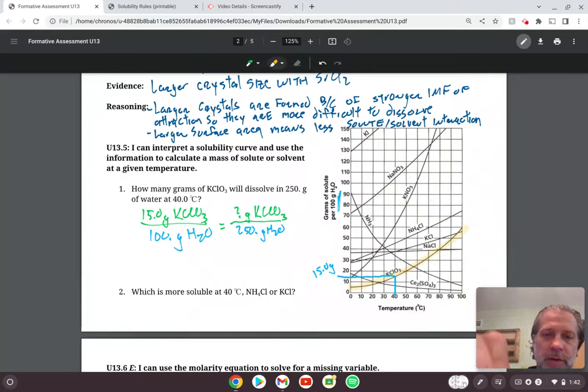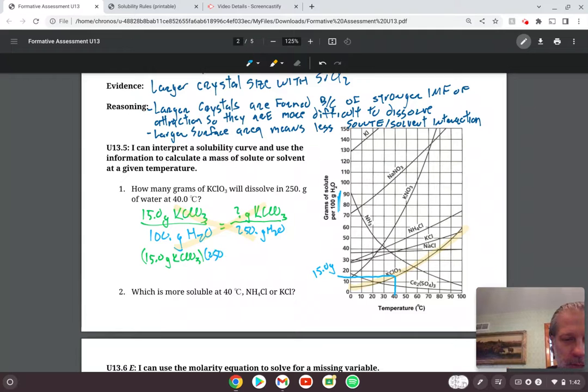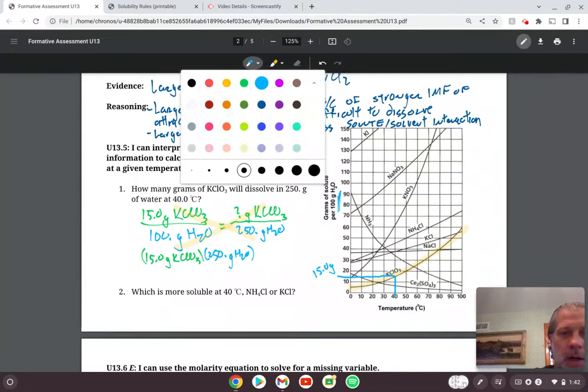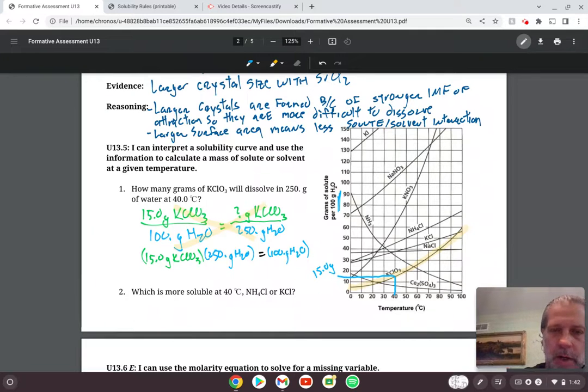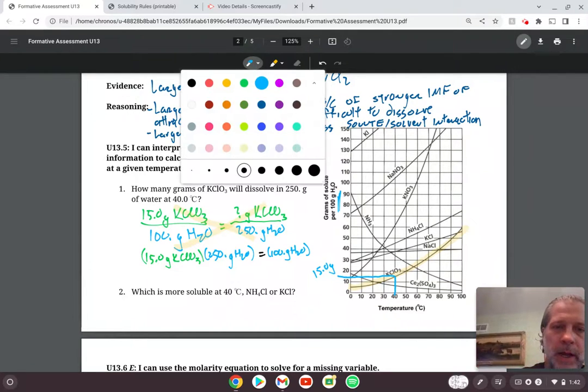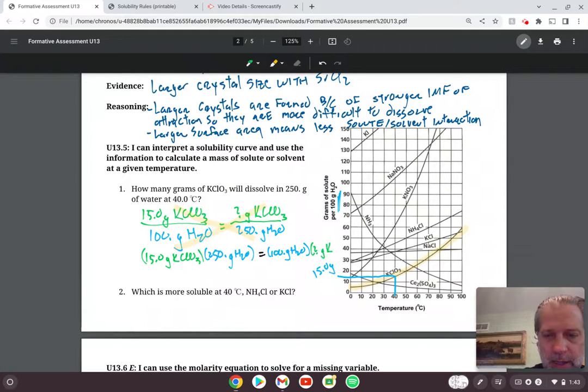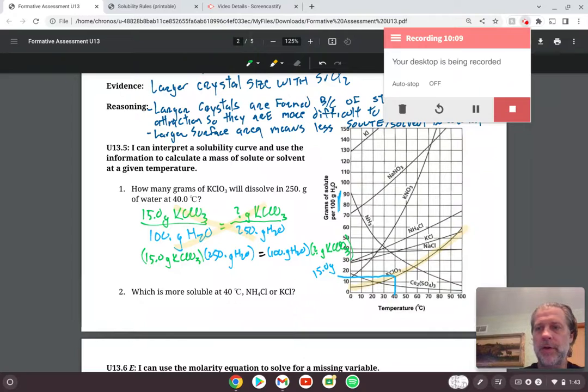So you may recall from when we did these problems earlier in this unit that we did the old cross multiplication situation, and I'm just going to show that all worked out for everybody that needs to see it. So I'm going to take the 15 grams of KClO3 times the 250 grams of water, which will give me 100 grams of water. Now, I'm going to combine what I can. So this is where I need to pause for a second and go grab my calculator. You can go ahead and finish this one while I'm doing that.